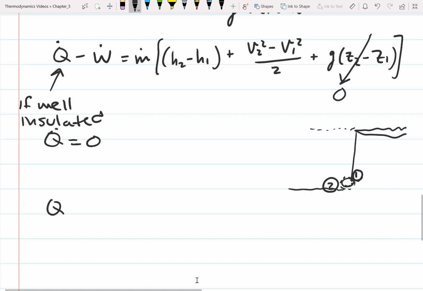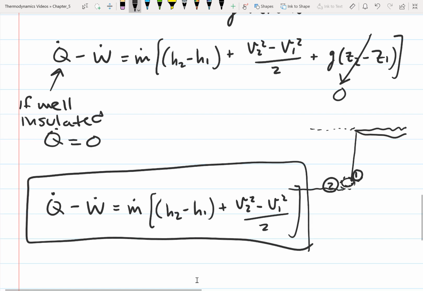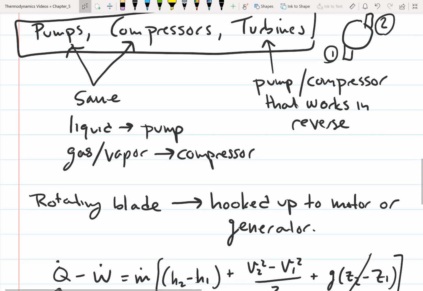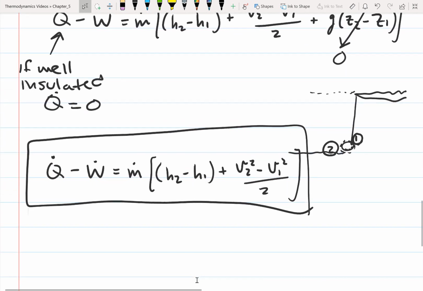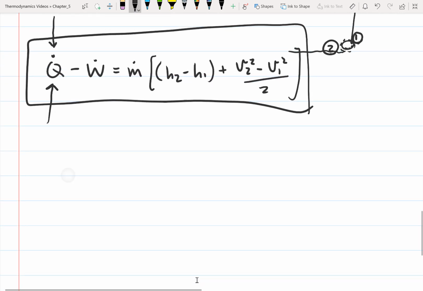So that means that our equation becomes Q minus W is equal to m dot, and then this is H2 minus H1 plus V2 squared minus V1 squared over 2. And so this is our equation if we have a pump, compressor, or turbine. And so we're going to have work, and just looking at this Q, remember if it's well insulated, we can often assume that that term is 0 as well.